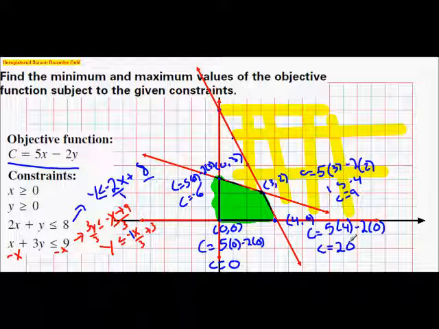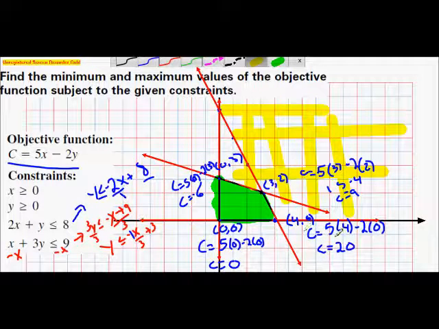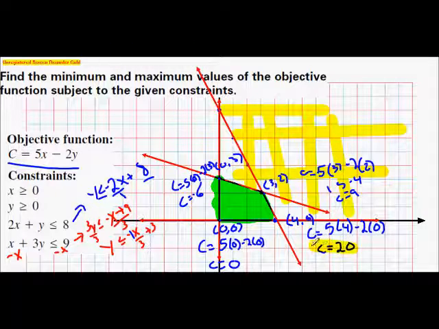Okay, so if we look here, the maximum value is going to be the largest value, which is 20. So this is our maximum value. And the minimum value is going to be negative 6 right here. Okay? And then these other two values we don't even worry about. We only care about the max and the min. And so the max is 20 and the min is negative 6.